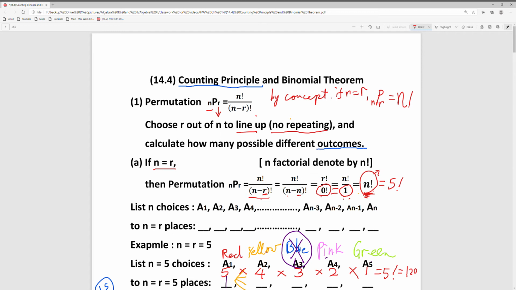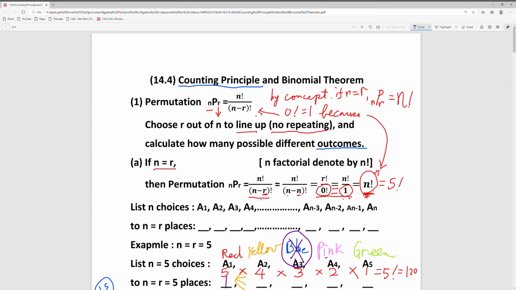So we know 0 factorial equals 1 because by this definition, our answer needs to be n factorial. Therefore, there's no choice. 0 factorial needs to equal 1.